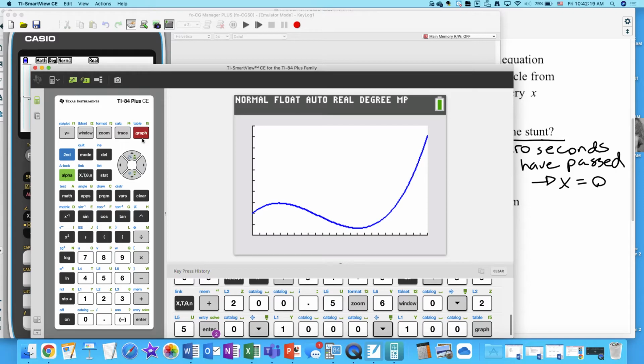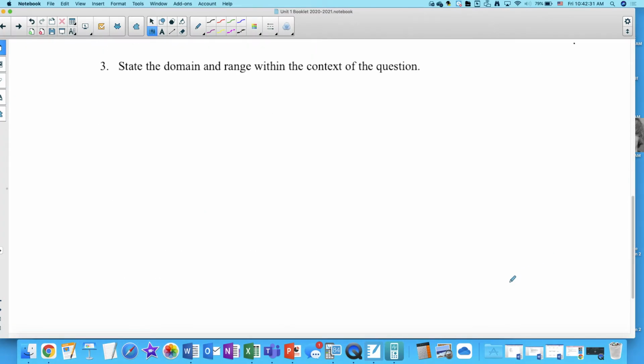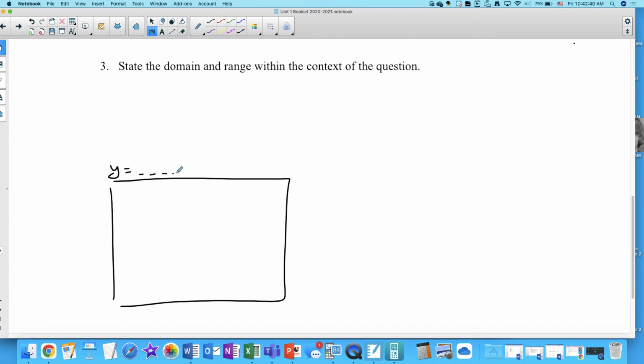Okay, and if I were to show how I came up with my answer here, I would want to make a little window. I'm not going to copy that out right now, but I would also put the window settings in. So my x min was 0, my x max was 25, my x scale was 1, my y min was 0, my y max was 1,000, and my y scale was 100. And then this looks like this. All right, so it kind of goes like that.